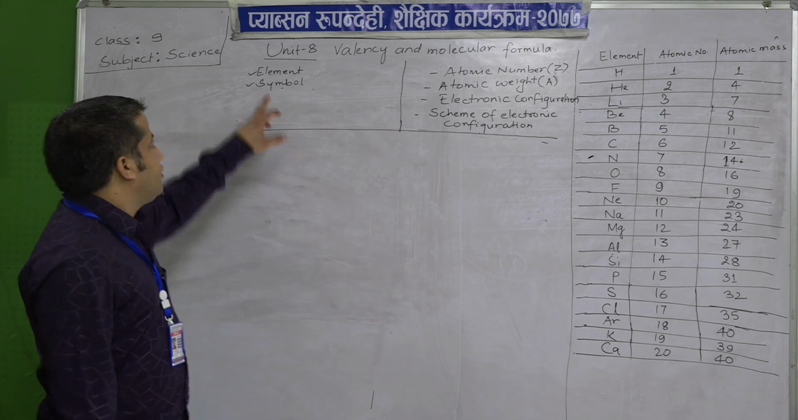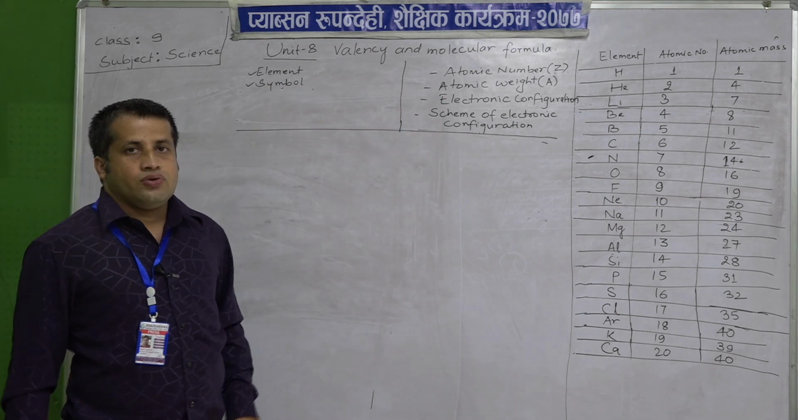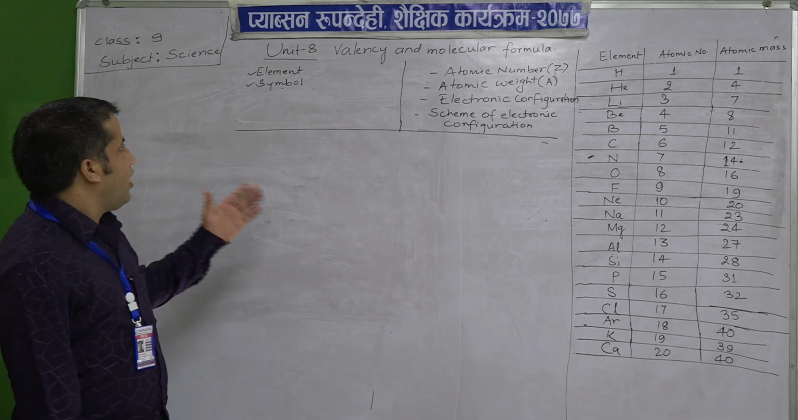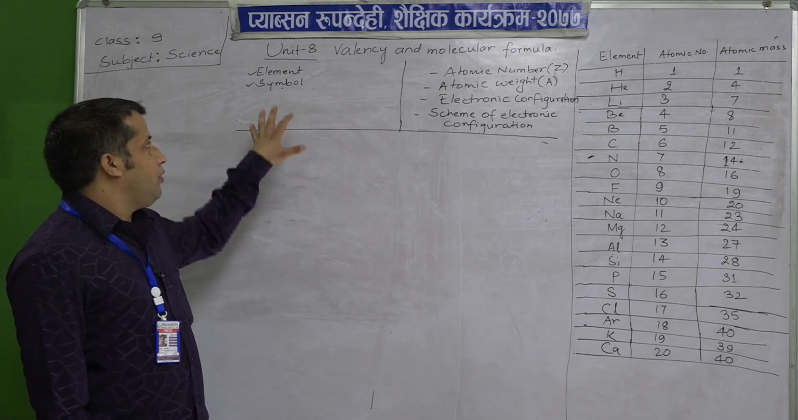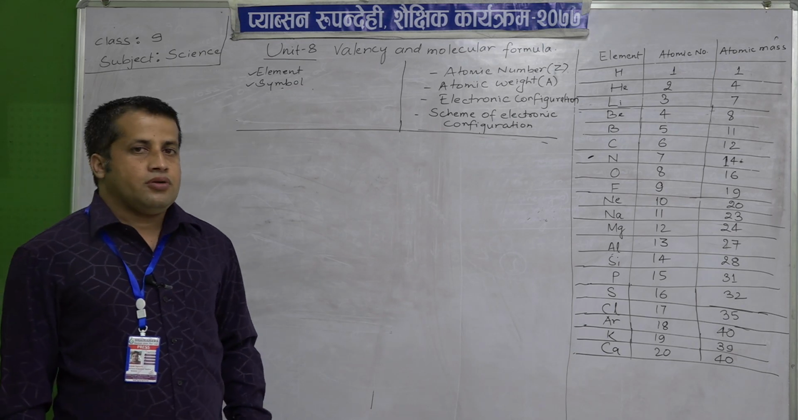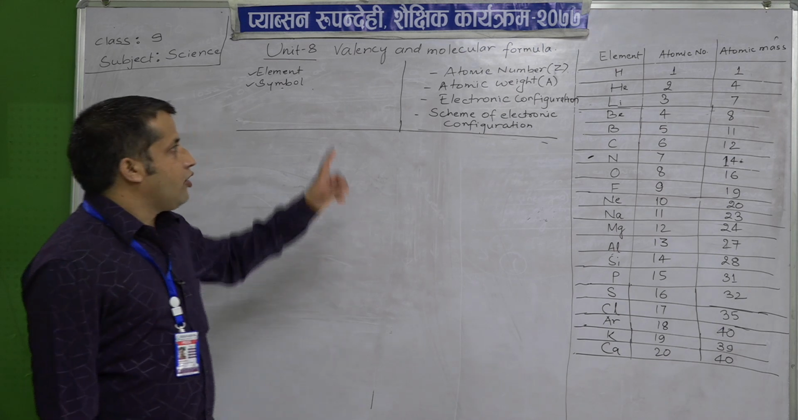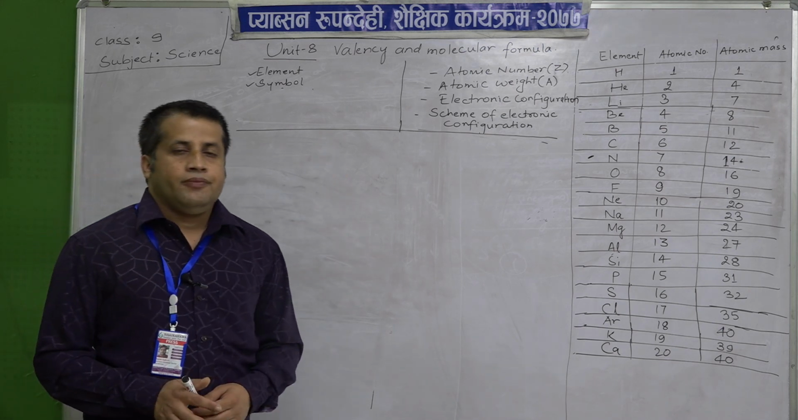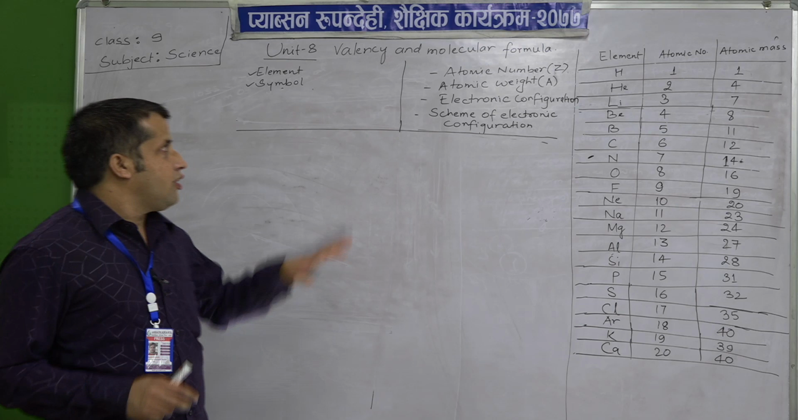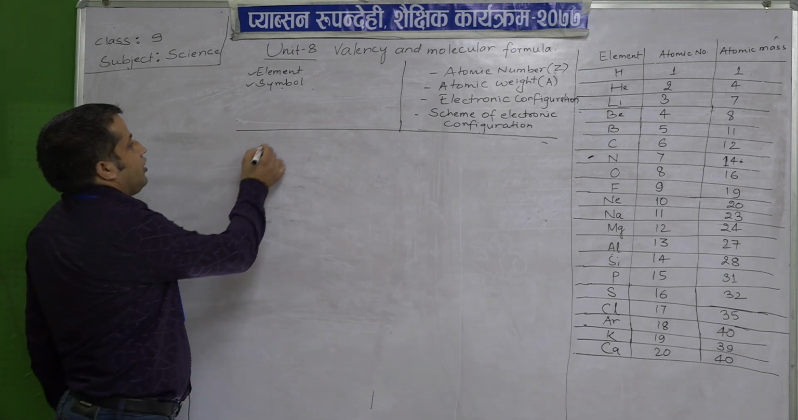Today in science, in chemistry topic unit 8, I am going to teach valency and molecular formula. In the previous class we have already studied the element and the symbol. I hope you have understood the previous class, and now we begin with the topic atomic number. Last time we studied the symbol, and today we start with the atomic number.